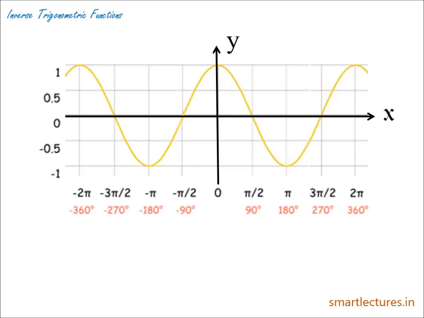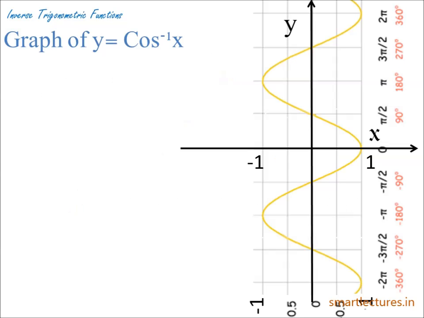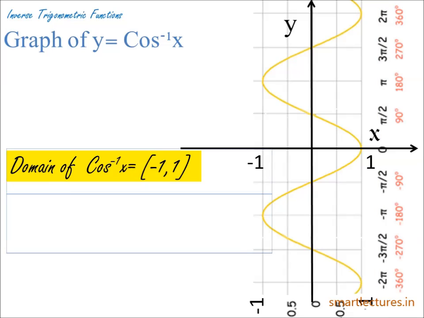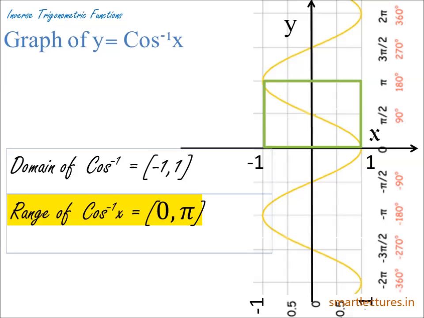And here we have the graph of the inverse of the cosine function. Here on the x axis we have the values, and on the y axis we have the corresponding angles. The domain of the inverse of the cosine function is minus 1 to 1. And the range of the inverse of the cosine function is 0 to pi.